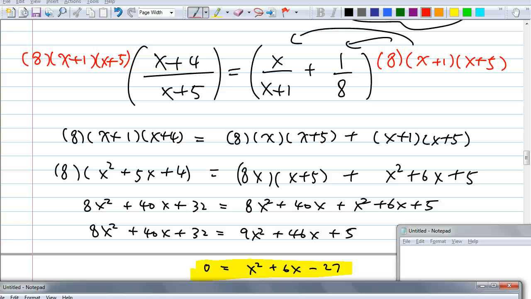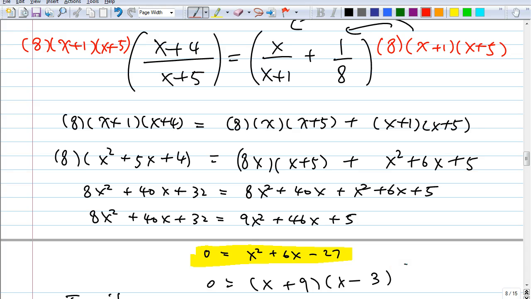And of course, all we have to do is what? Factor that trinomial. This time it's easy because the leading coefficient again is 1. It's easier to factor when the leading coefficient is 1. Does anybody know how this factors? Okay, Angie? Correct. x plus 9 times x minus 3.